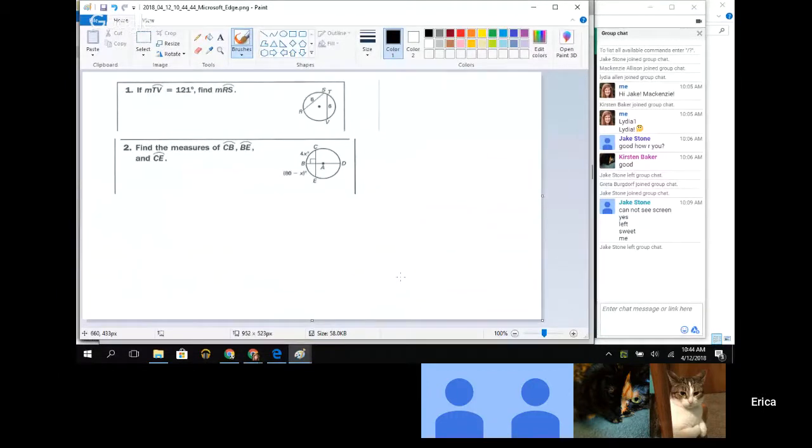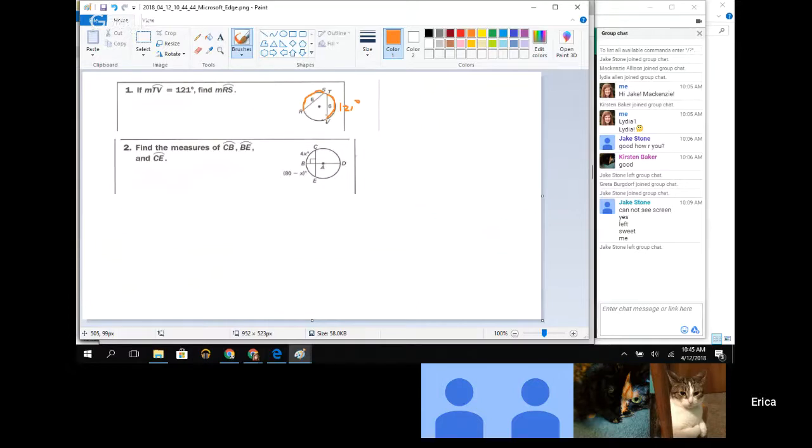Okay, so this is at the bottom of your notes page. It says number 1. It's kind of all jumbled up. All right, so now we have, if the measure of arc TV is 121 degrees, we want to know what the measure of arc RS is. You might have some guess just based off of looking at the picture, but we need to know what theorem we can use to actually prove this is true.